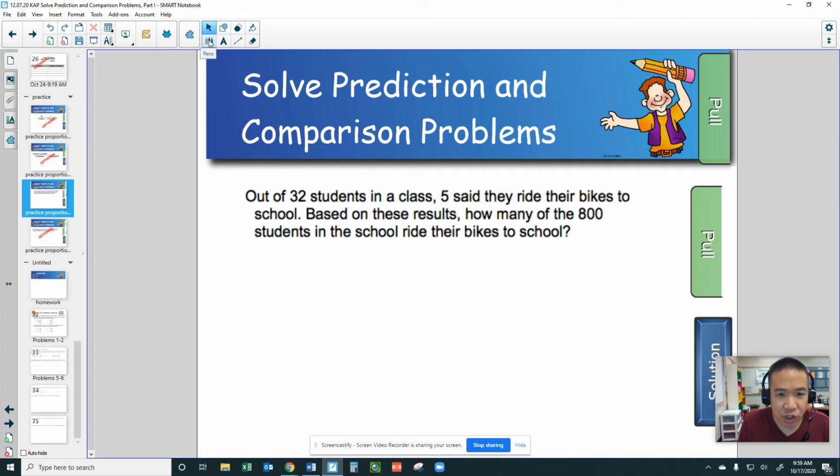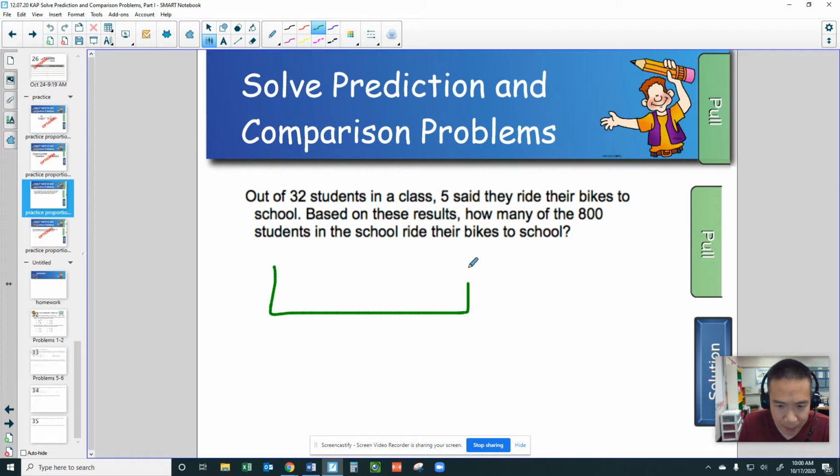So let's practice proportion questions. Out of 32 students in a class, 5 said they ride their bikes to school. Based on these results, how many of the 800 students in the school ride their bikes to school? There's several ways you can solve it.